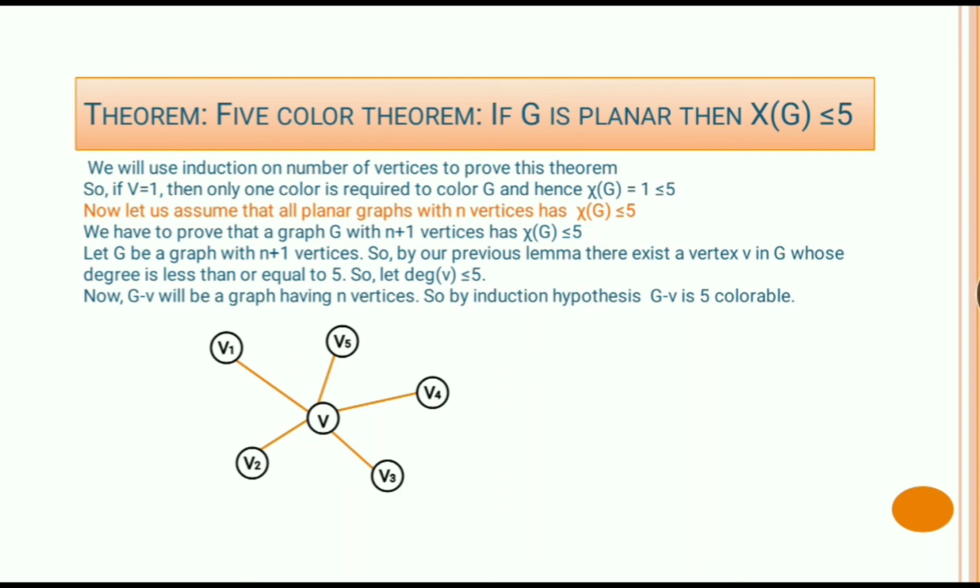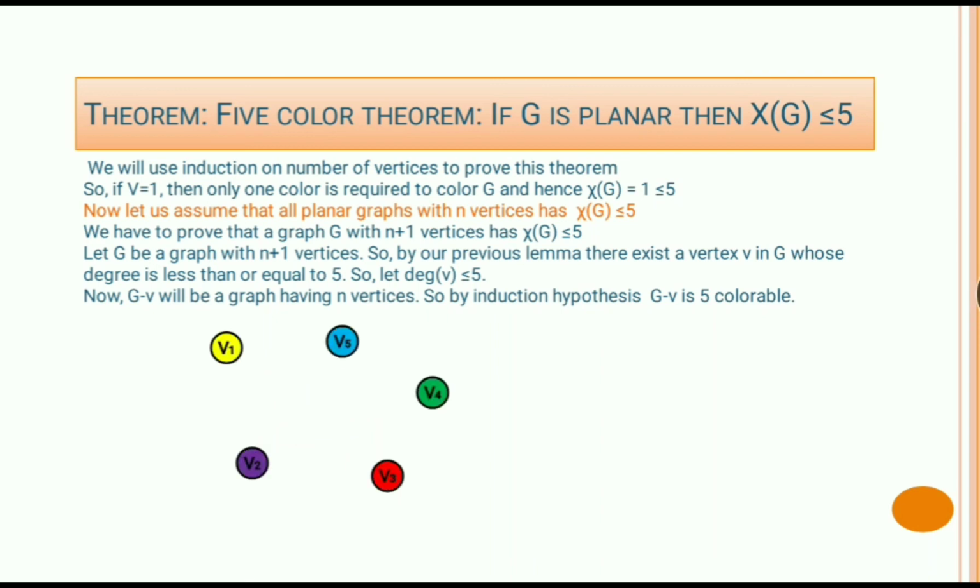So by the induction hypothesis, G minus V is 5 colorable. We assume that all planar graphs with n vertices have chromatic number less than or equal to 5. So G minus V will be 5 colorable. If I remove V, I can color the graph with 5 colors like this.